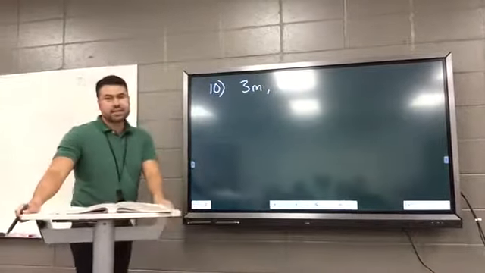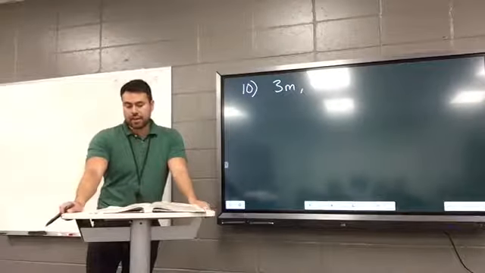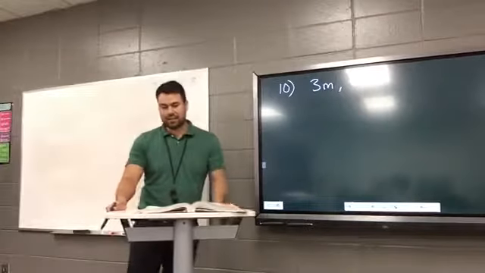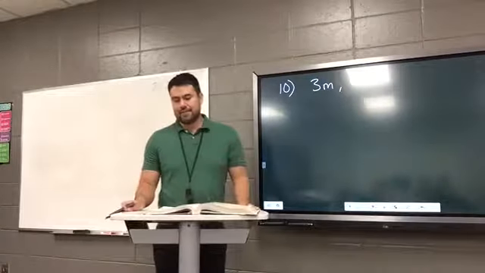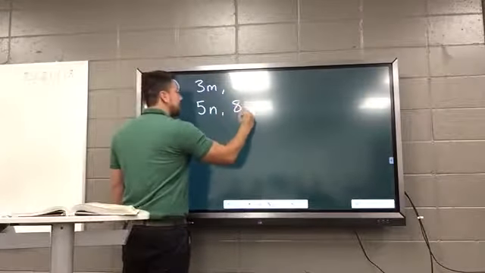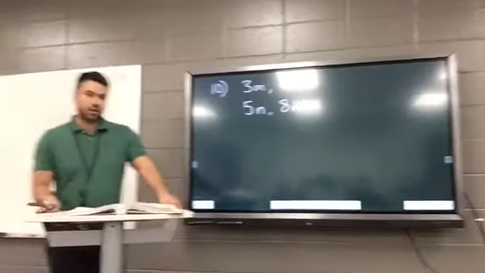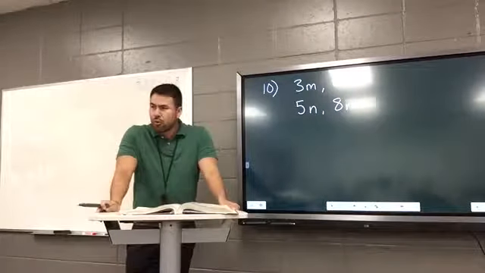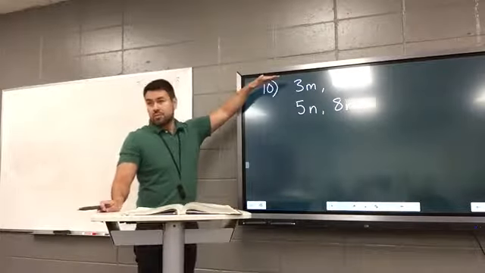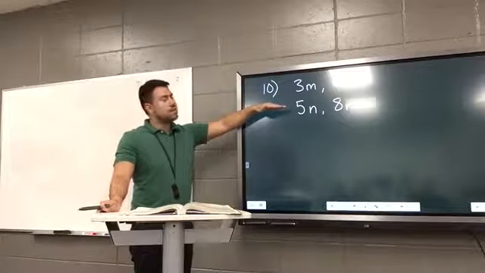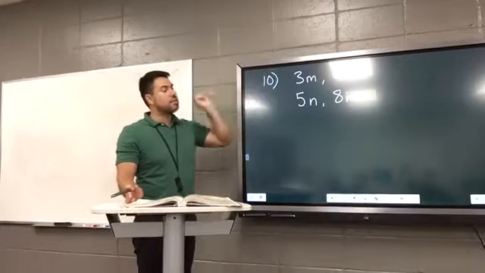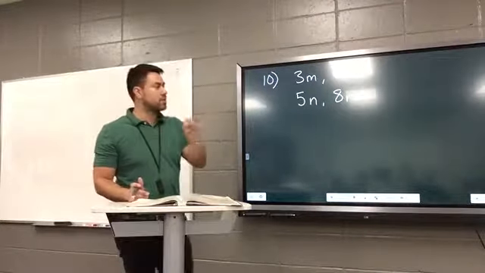So 3m and 6m are like terms. They could be combined. And then, are there any other terms that can be combined? Ellie, what do you think? 5n and 8n. Yeah, 5n and 8n can be combined together. They're like terms. What about that 4mn? Is it like these two? No, but it has m and n. So can it be kind of both? No. To be like terms, they have to have the same variables with the same exponents.